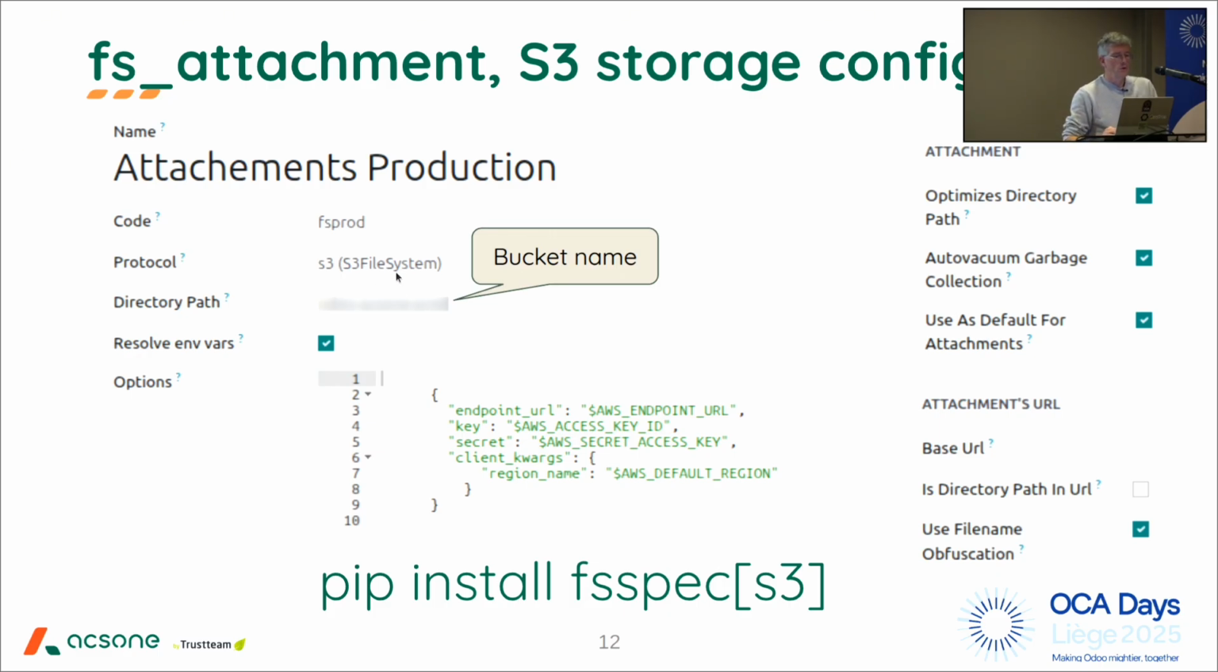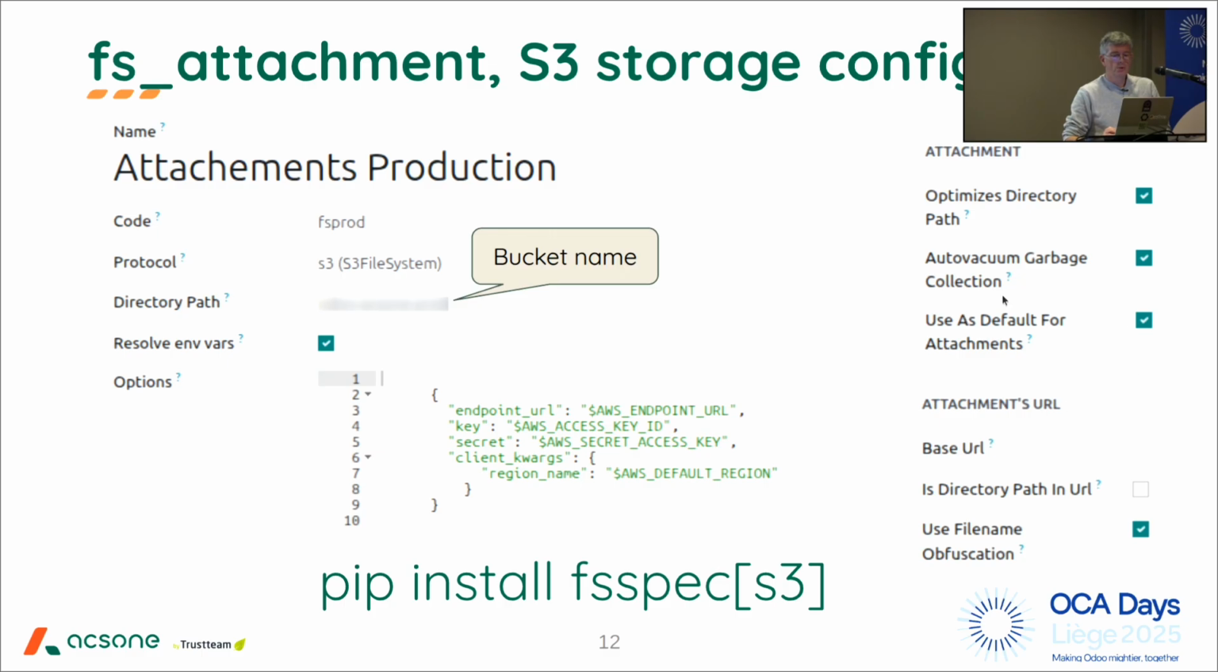You give it the protocol. The directory path with object storage is the bucket name. And then you have a configuration that depends on the storage backend. It looks like this for S3. You say where the endpoint URL is, if you are not using Amazon, you need to configure that, the access key and secret, and possibly the region. And then you have a few things to check.